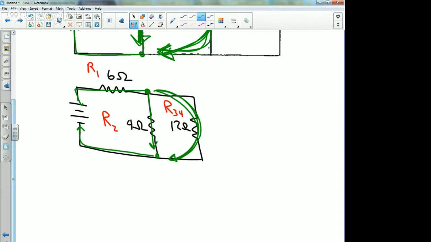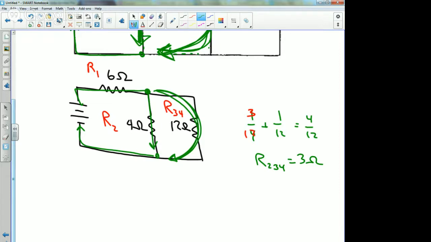Hamza? The 4 and 12 ohms in parallel. Right, so R2 and R34 are parallel to each other, separate current loops. And you're right, you combine them by doing 1 over. So 1 over 4 plus 1 over 12, which is really 3 over 12 plus 1 over 12, which equals 4 over 12, which means that the total resistance of R234 is 3 ohms. Yes? Why don't you combine 6 and 4 first? Well, because they're in series with each other? Yeah.